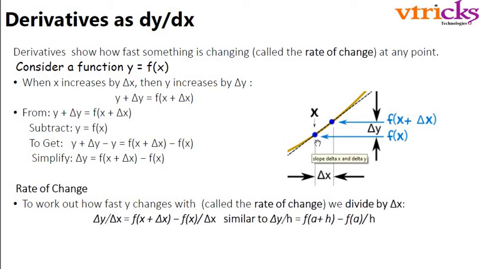Now when x changes from x to x plus delta x, you can see in the figure that y would also change from f of x to f of x plus delta x. Let us denote it as y plus delta y. So we look at the expression y plus delta y is equal to f of x plus delta x. Now we subtract y is equal to f of x from this expression. So we will get y plus delta y minus y is f of x plus delta x minus f of x. When we simplify this, we will get delta y is equal to f of x plus delta x minus f of x.